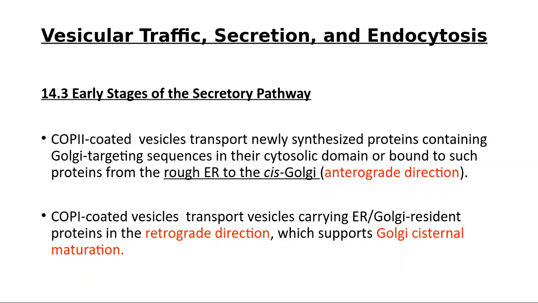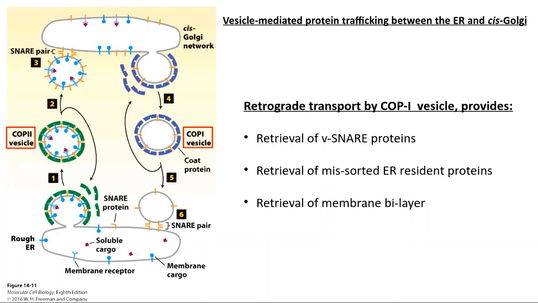Okay. So now coming to the vesicle mediated protein trafficking between the ER and cis Golgi. The general process that we have discussed so far is through the COP2 vesicle. These are membrane proteins like membrane receptors and membrane cargo proteins. The membrane receptor proteins recruit the soluble cargo proteins, and the membrane cargo proteins are basically part of the membrane, the proteins that are present in the membrane. So these are part of the already existing ER membrane.